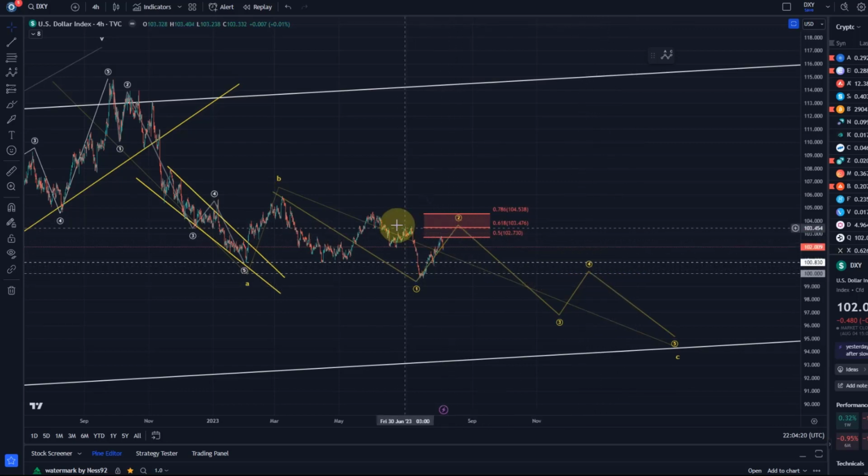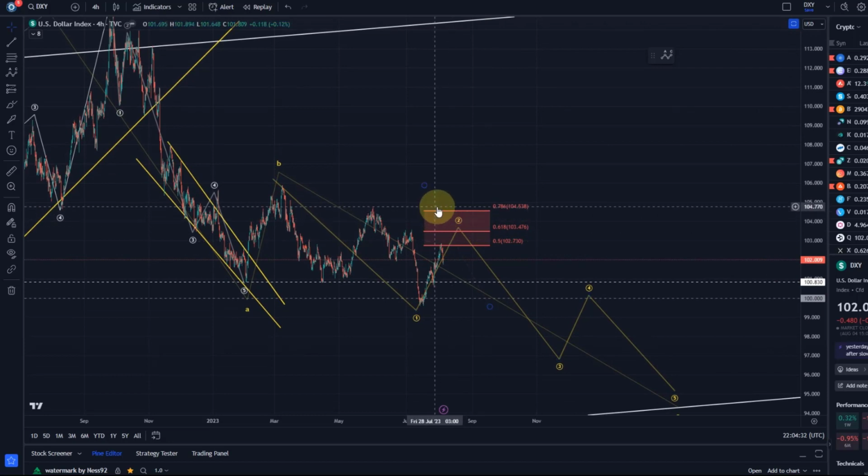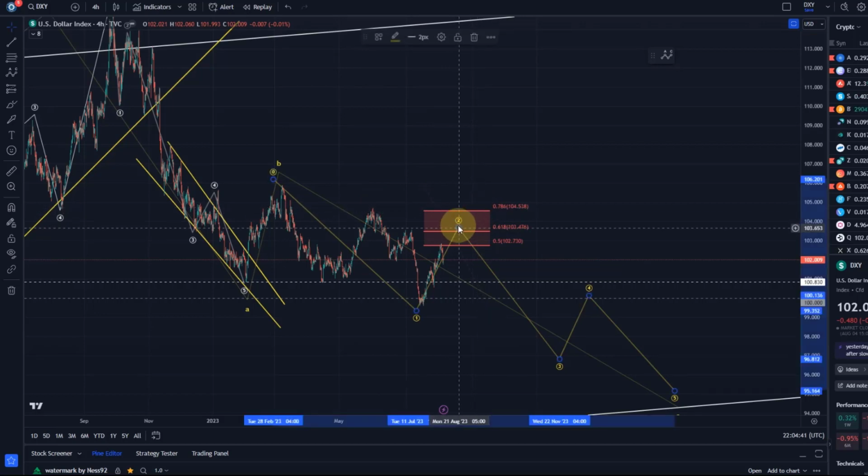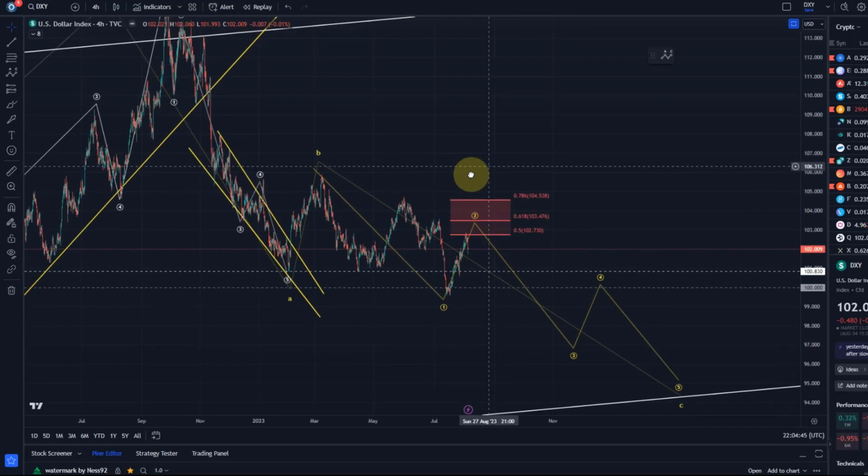And you need to understand that an ending diagonal is not as steep, so it's going to be mainly sideways action, very, very choppy whipsaw price action. In this scenario, price should not exceed $104.50. We have structural resistance here, and this is the 78.6 retracement level. If price gets above that level, then I would argue we are in the other scenario, the second scenario I'm observing.